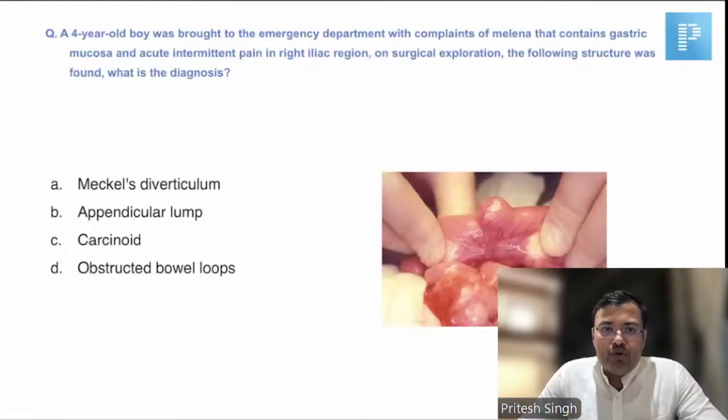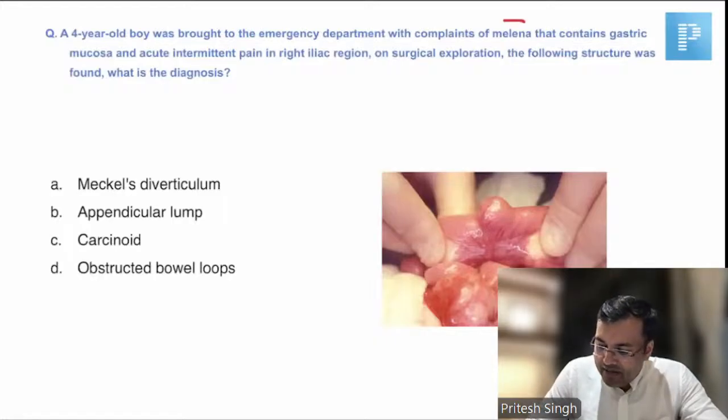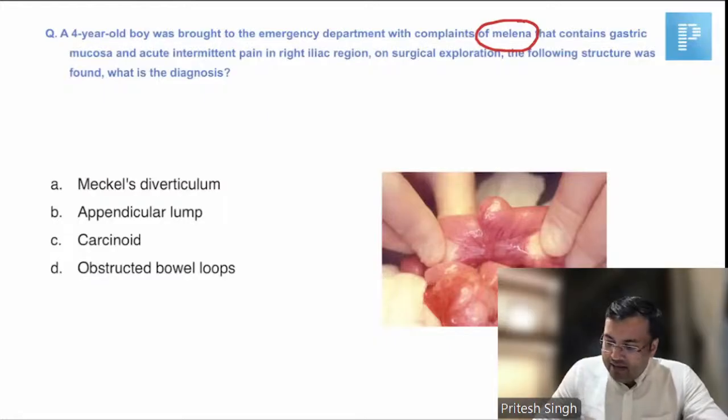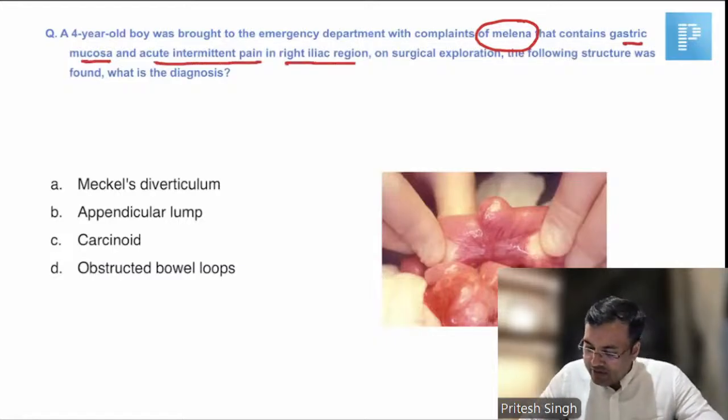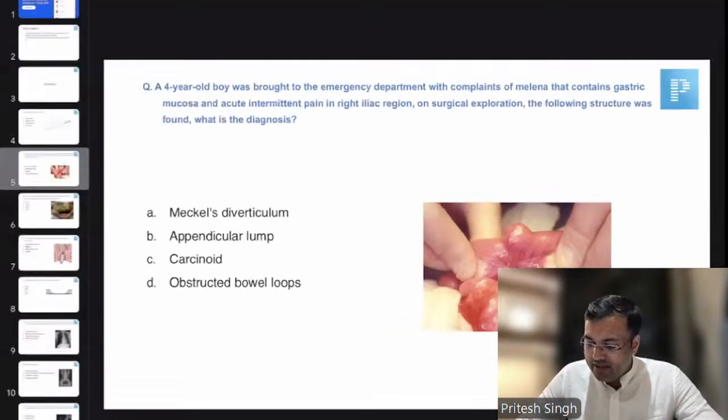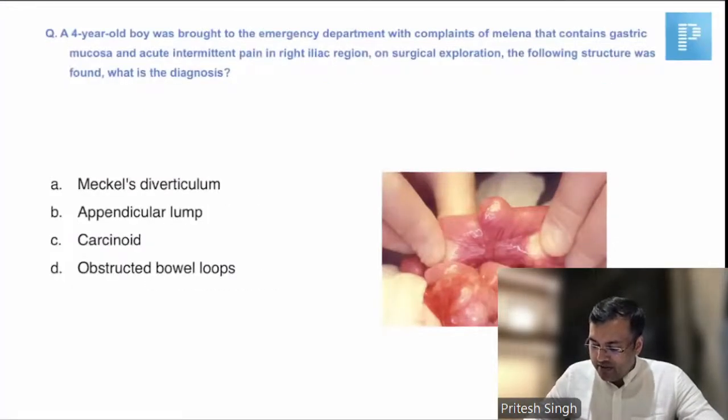A 4 year old boy was brought to the emergency department with complaints of melena, right? That contains gastric mucosa, and there is acute intermittent pain in the right iliac region. On surgical exploration, the following structure was found. What is the diagnosis? Can you see this structure? What is this structure? Yes, this is Meckel's diverticulum.